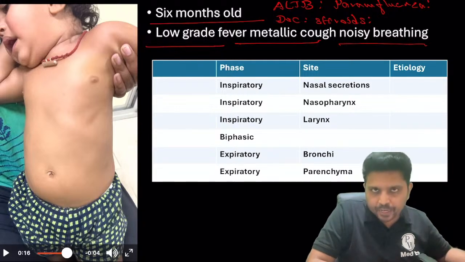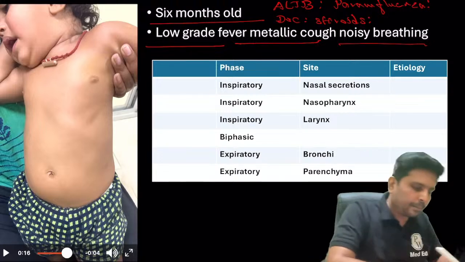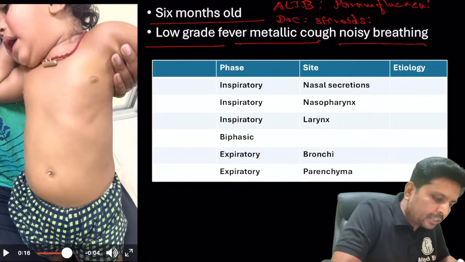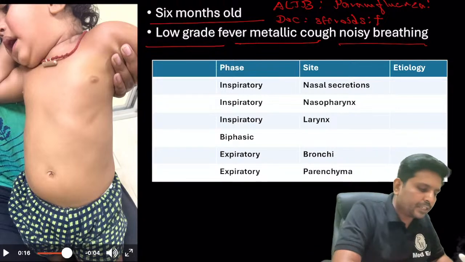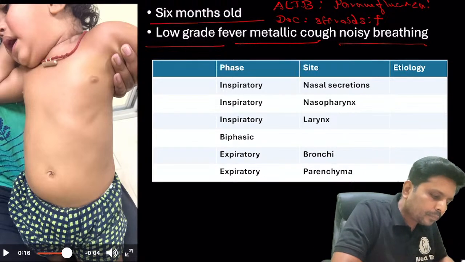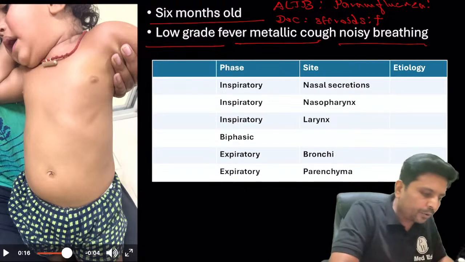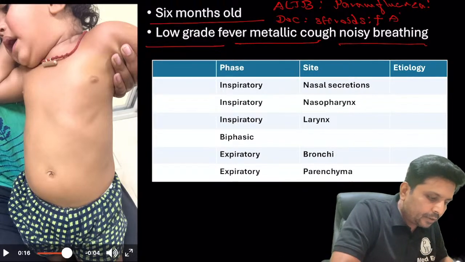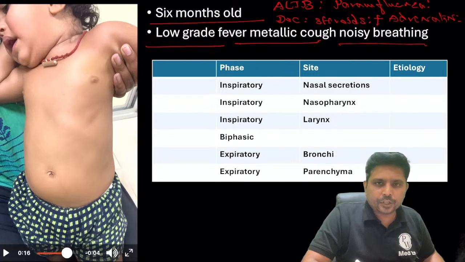If it is severe and presenting with stridor at rest along with hypoxia, then along with the steroids you need to give what? You need to give adrenaline nebulization.